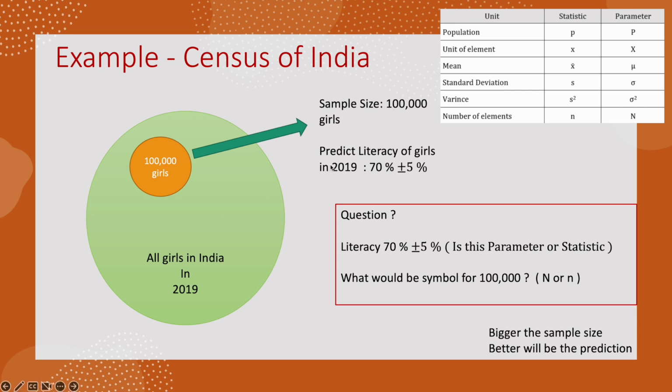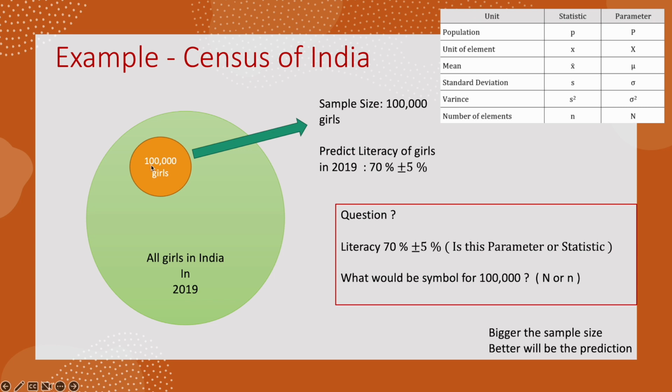And then we are making a prediction. We are doing inferential statistics on that. The prediction will always be in terms of a confidence interval. It will not be an exact figure. Why? Because it's a prediction. And there will be some sort of margin of error. So let's say, I'm just making this up, this came to 70% plus minus 5% based on the analysis.